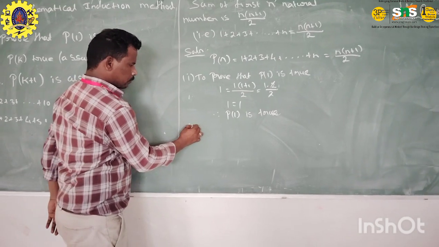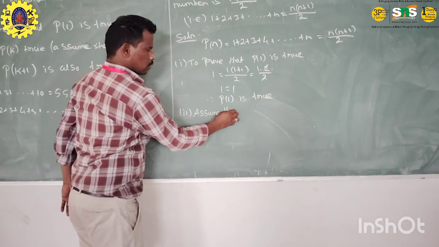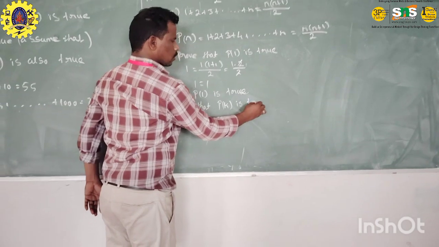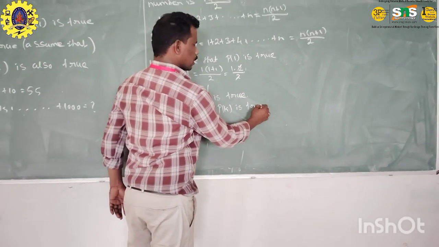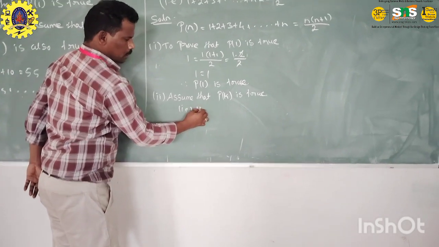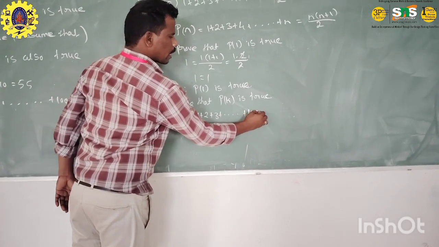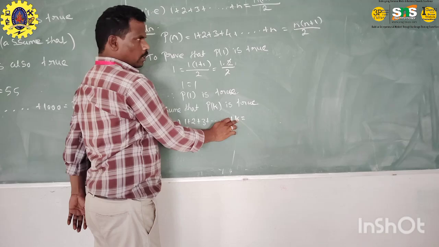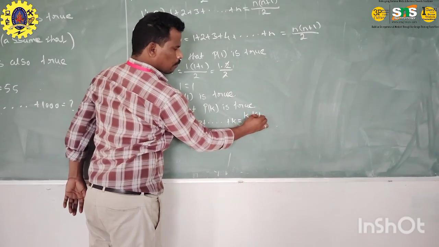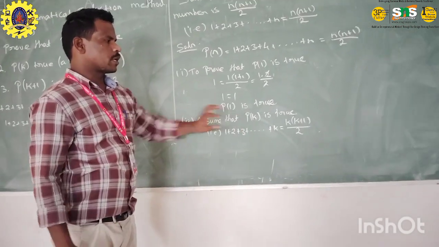The second step is to assume that P of k is true. What is the statement? P of k is 1 plus 2 plus 3 plus up to k equals, since up to n is n into n plus 1 by 2, up to k is k into k plus 1 by 2. You can assume that this statement is true.